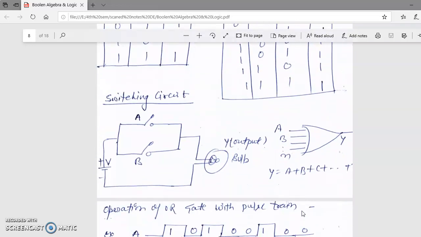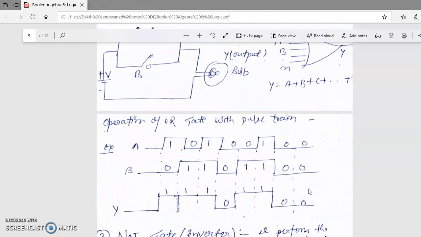Next is the switching circuit. This is the switching circuit, or circuit diagram, with A and B, that is used in our applications. Diode A and diode B conduct in parallel. If we apply 0 0, both are reverse biased and the output is 0. When any one is high, the bulb glows, and when both are high, the bulb also glows. This symbol is the OR gate with multiple inputs, and the output Y we can write as A plus B plus C plus so on.